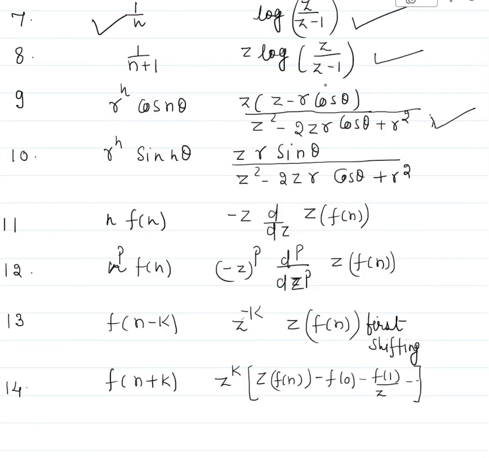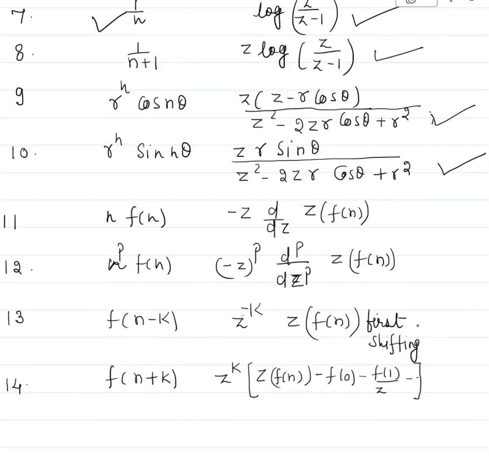Now instead of cos n theta, if you are writing the formula for r to the power n sin n theta, this will be z r sin theta, and the denominator here is the same, z squared minus 2zr cos theta plus r squared. So this is the formula for the z transform of r to the power n sin n theta. All these are standard formulae, and we can also derive them using the z transform, and I have already cleared all the concepts of the z transform in my previous lectures.